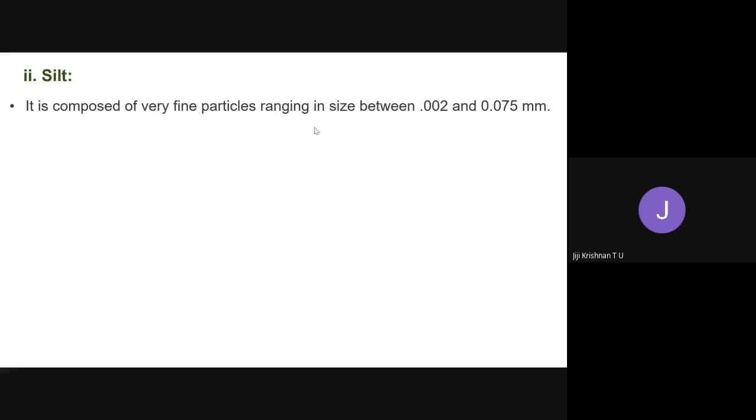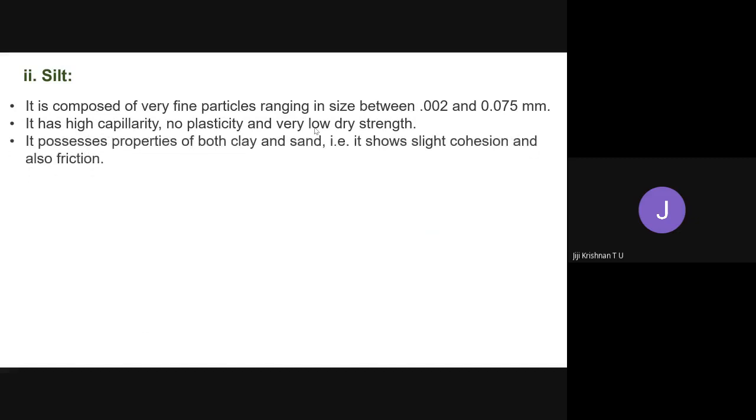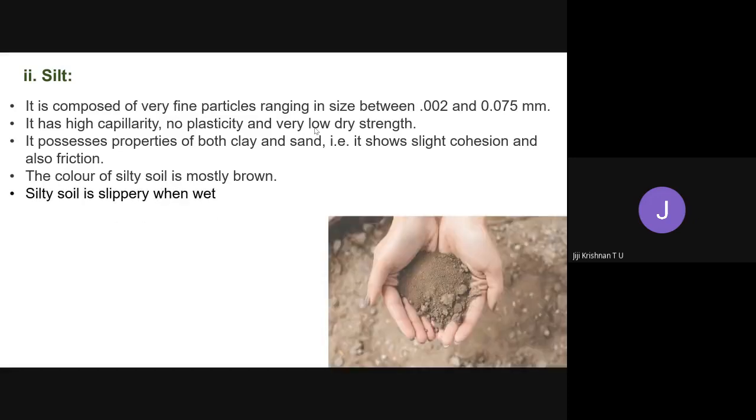Moving to silt, it is composed of very fine particles ranging in size between 2 micron to 75 micron. It has high capillarity, no plasticity, and very low dry strength. It possesses properties of both clay and sand, that is, it shows slight cohesion and also friction. The color of silty soil is mostly brown. Silty soil is slippery when wet.